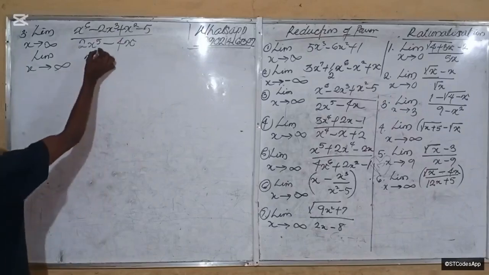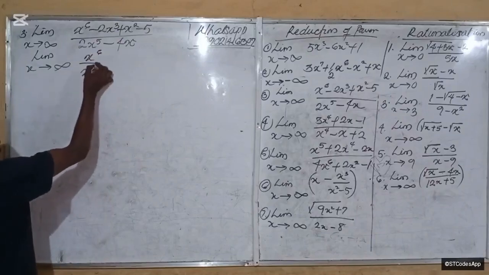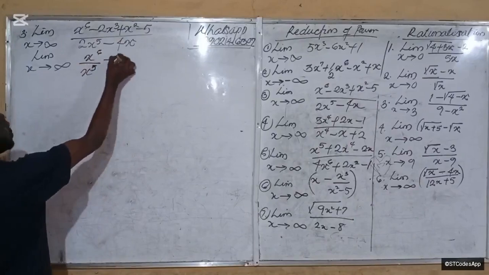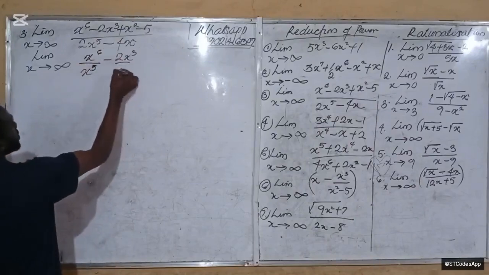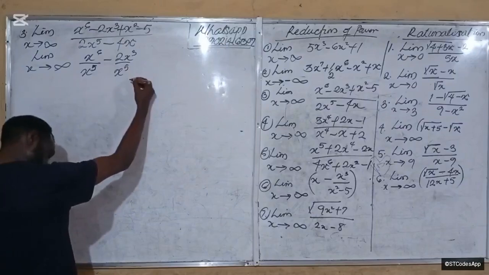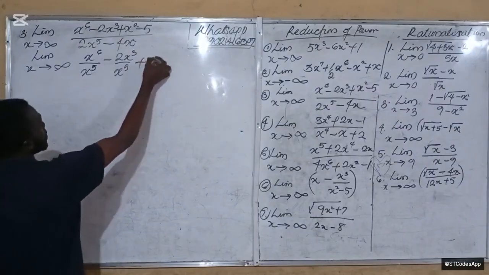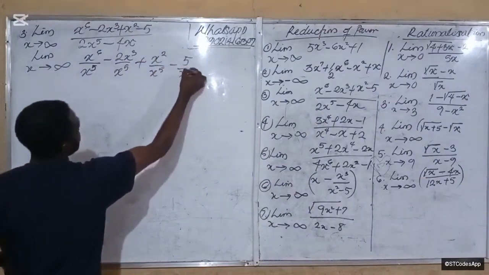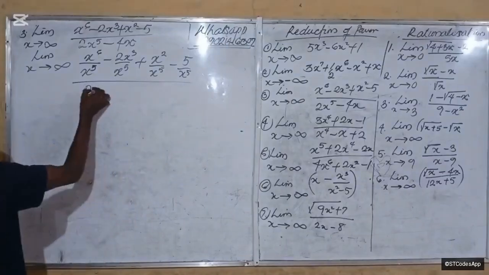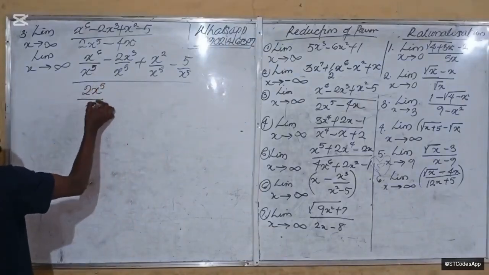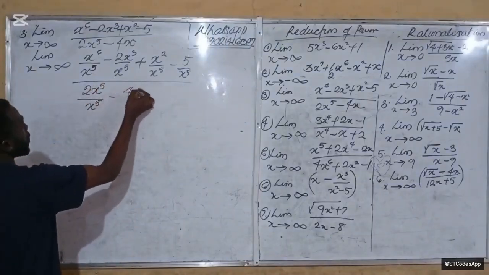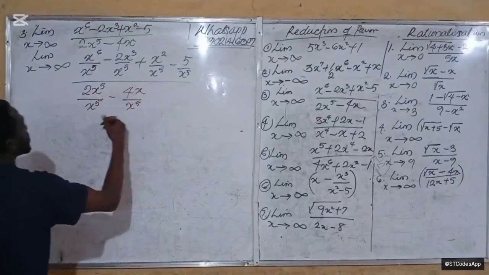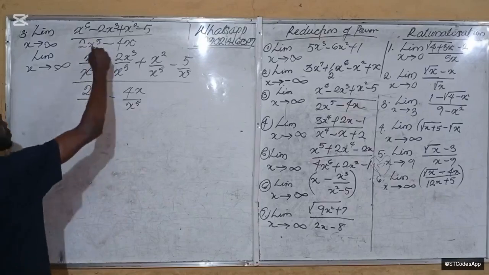So you have x raised to the power 6 over x to the 5th, minus 2x raised to the power 3 over x to the 5th, plus x raised to the power 2 over x to the 5th, minus 5 over x raised to the power 5, all over 2x raised to the power 5 over x to the 5th, minus 4x over x to the 5th. By the time you solve, you cut, this one is going to remain 1.